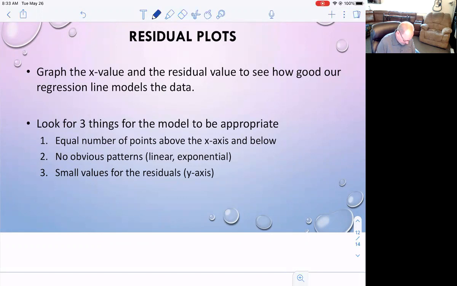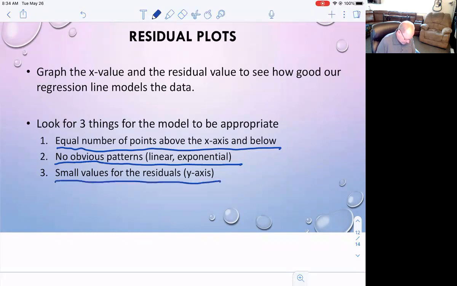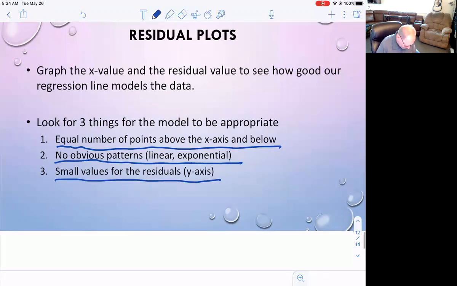First, three things that we're going to look for to see that it is appropriate: an equal number of points above the x-axis and below; no obvious patterns, so we should not see a linear, exponential, or quadratic pattern in our residual plot; and small values for the residuals on the y-axis. Those three things will show us that our linear model is a good model.